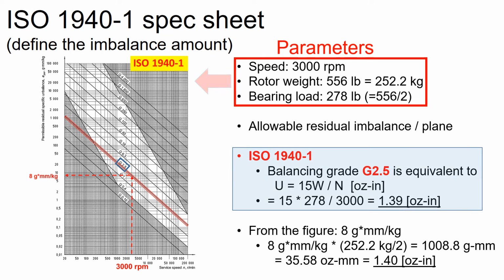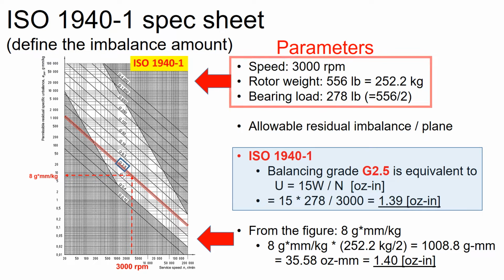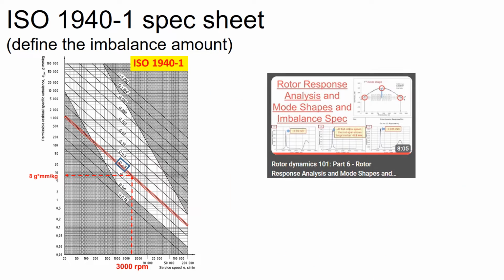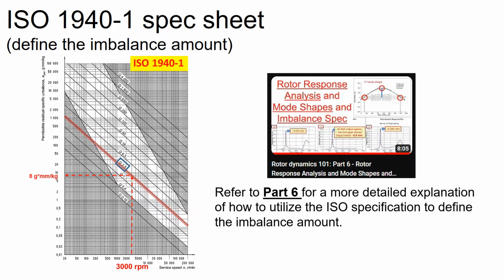Some turbo machines use ISO-spec to define the allowable imbalance in the machine, and the parts are balanced accordingly. The acceptable imbalance can be defined based on factors like rotor weight, machine speed, and the desired imbalance grade. This example here uses ISO G2.5 grade. For a more detailed explanation of how to use ISO-spec to define the imbalances, please refer to Part 6 video.